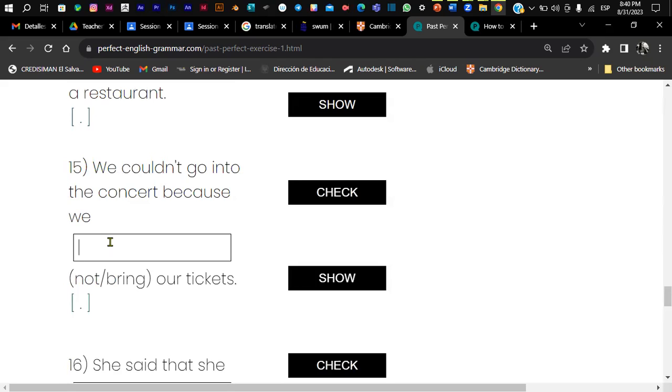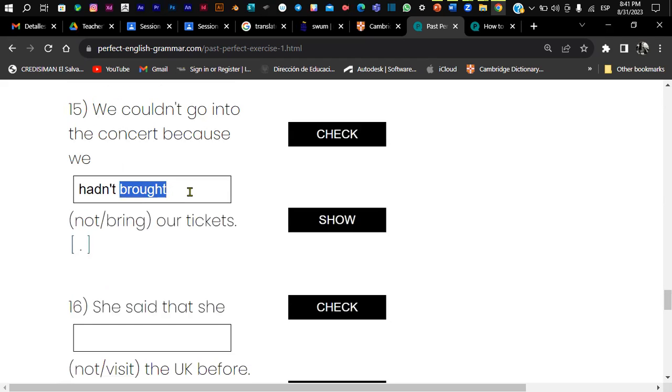This one, number 15. We couldn't. Me, teacher. Okay, go ahead. We couldn't go into the concert because we hadn't brought our tickets. We hadn't brought. Okay. Brought. Irregular. Check. Okay.